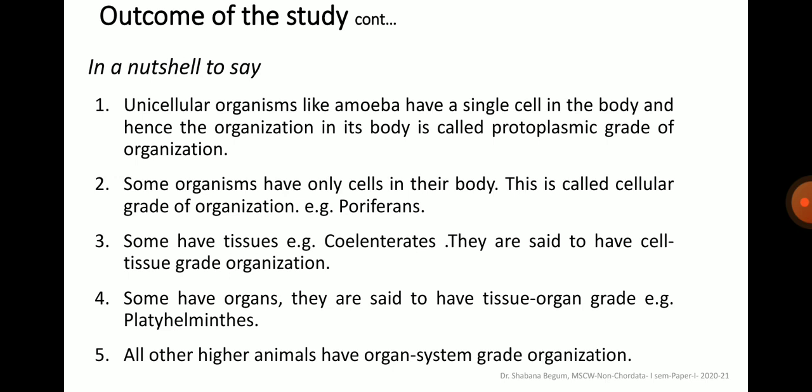Example, the sponges or poriferans. Some have tissues, for example coelenterates. They are said to have the cell-tissue grade of organization. While some have organs, they are said to have the tissue-organ grade of organization, an example being the Platyhelminthes. Lastly, all other higher animals have the organ system grade of body organization. So, there ends the discussion, and you have learnt about the various grades of body organization.